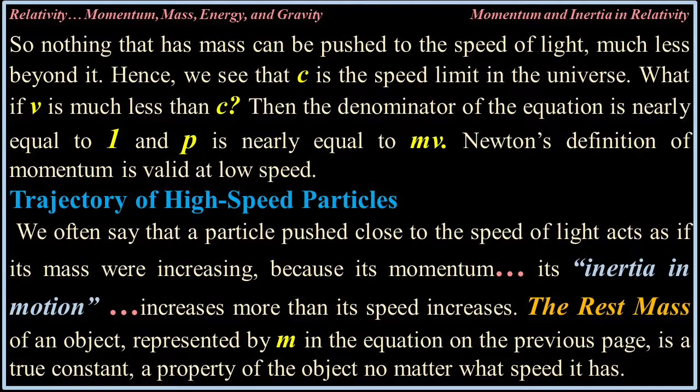What if v is much less than c? Then the denominator of the equation is nearly equal to 1, and p is nearly equal to mv. Newton's definition of momentum is valid at low speed.